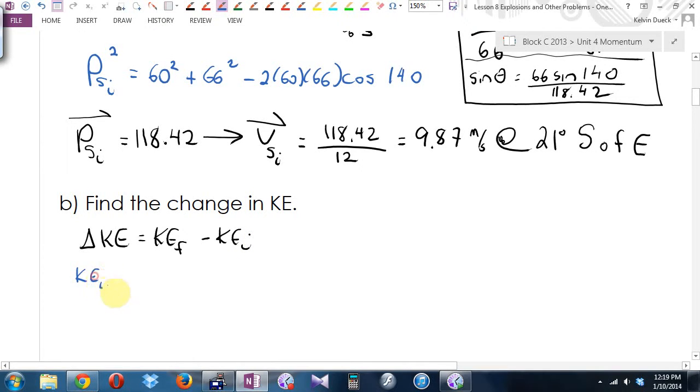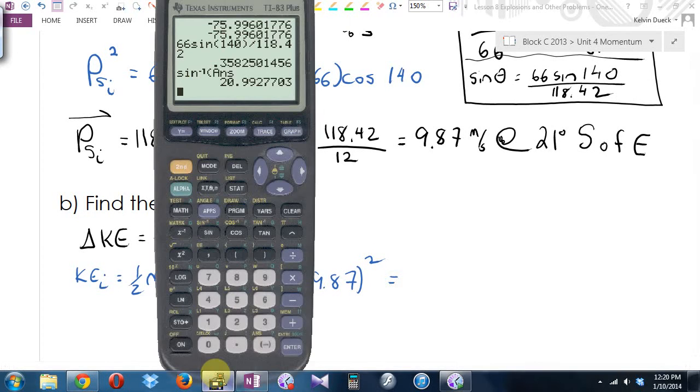Well, before the collision, what's moving? Both of them or just one of them? So that's going to be a half mass of the stone, v stone initial squared. And no vectors, I don't care about direction or thetas or anything. That's going to be 0.5 times 12 times, oh, what I just figured out, 9.87 squared. How much kinetic energy was there before the collision?